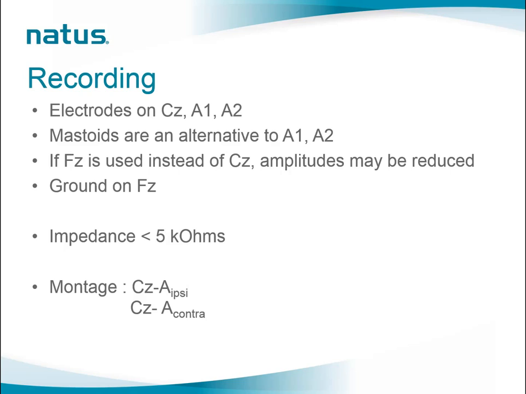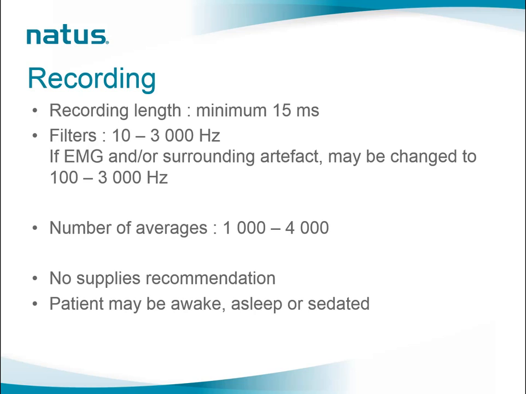Regarding the channels that are recorded, we will record CZ and the earlobe on the ipsilateral side and CZ and the earlobe on the contralateral side for the responses. The recording length should be at minimum 15 milliseconds so that we can see even delayed responses. I've read in some other papers that for children, for example, it's even better to use 25 to 30 milliseconds to really make sure that we can record all the waves, all the markers for the auditory stimulation.